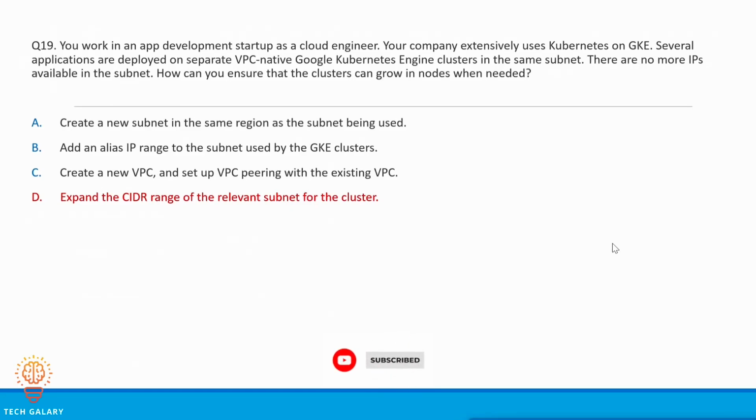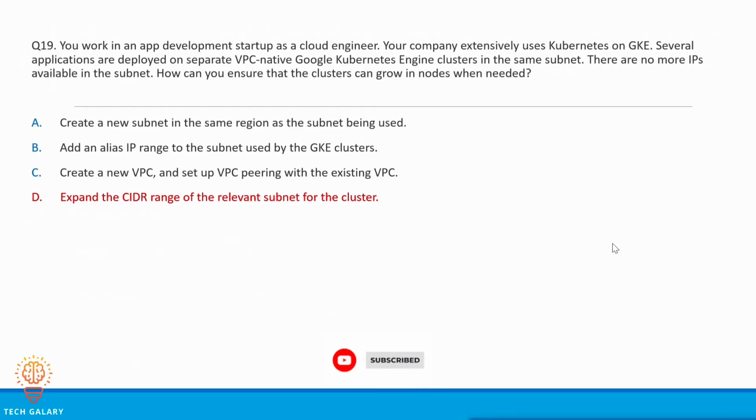Now let's take a look at each of these options and understand why option D is correct. Option A. Create a new subnet in the same region as the subnet being used. For this scenario, creating a new subnet is not required. So this option is not correct. So let's check the option B. Add an alias IP range to the subnet used by the GKE clusters. Here adding an alias IP range does not expand the subnet. So option B is not correct.